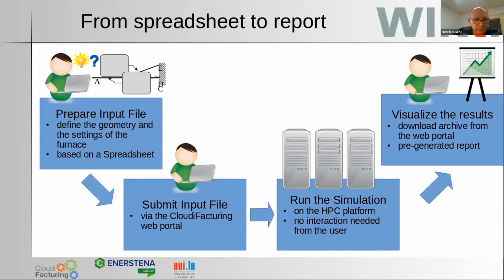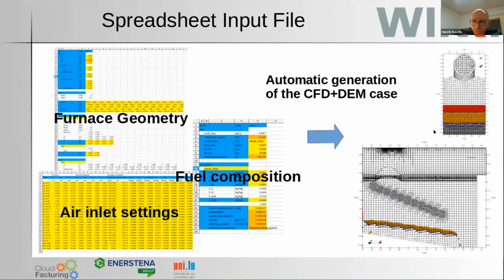Then it's sent to the CloudiFacturing web portal. The HPC analysis is done, and what he gets back is a pre-generated report from the web portal. As a snapshot, you see on the left-hand side a few sheets where the numbers are put in, and one of the results or intermediate results is a ready-to-run mesh automatically generated from these inputs.